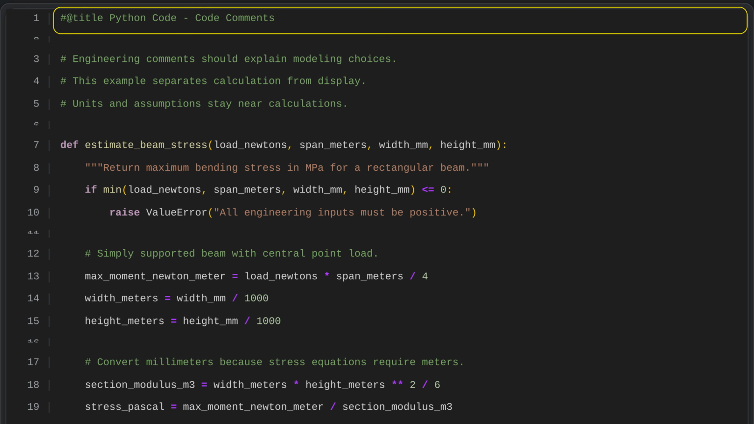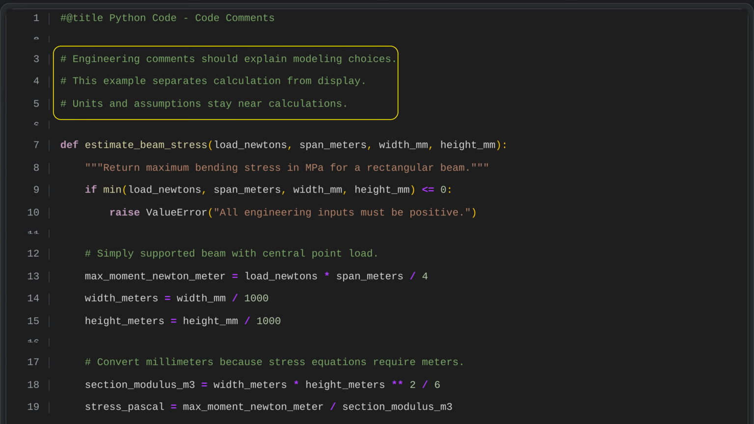Python code. Code comments. Engineering comments should clearly explain the modeling choices behind the work. Keep calculations separate from how results are displayed, and place units and assumptions close to the calculations they support.